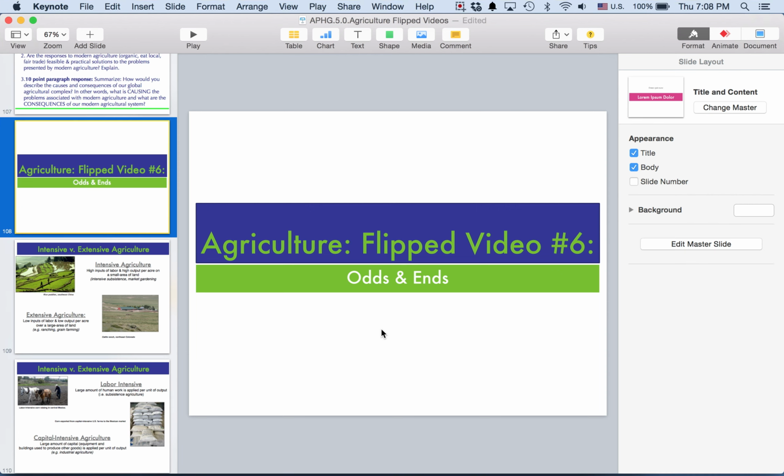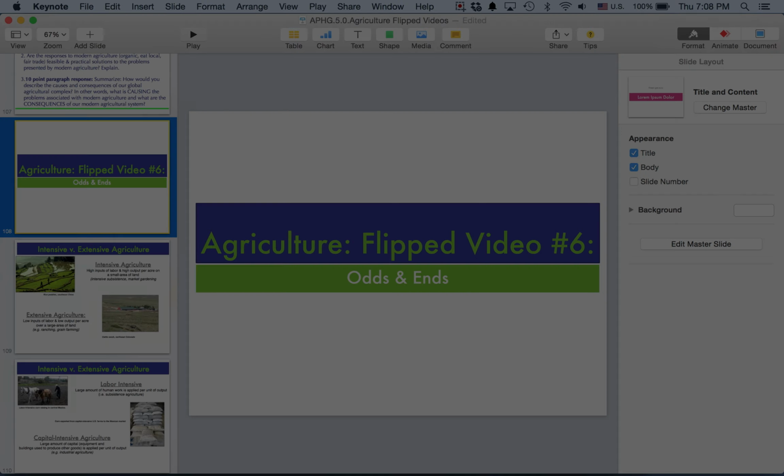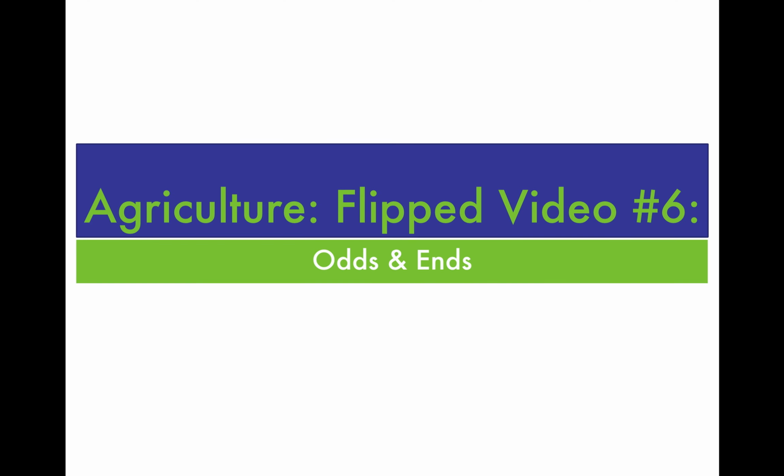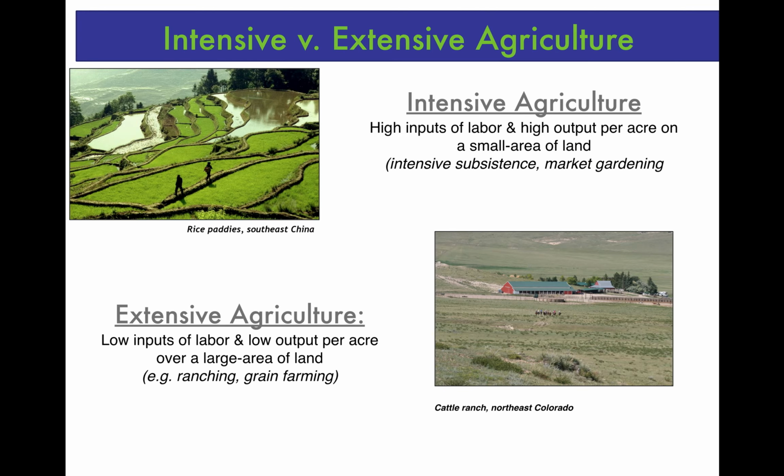Hi guys, we're going to finish up with our last split video for agriculture, and I'm calling this just odds and ends, because there's a few things that we need to review and/or hit more directly that we haven't done so yet. You're welcome to call it that too. To start off, we've alluded to this concept of intensive versus extensive agriculture, but I want to make sure I hit it head on so we understand the difference between these two concepts.